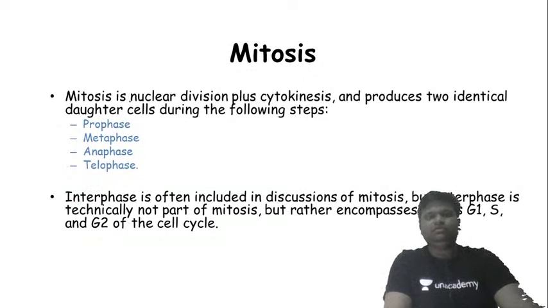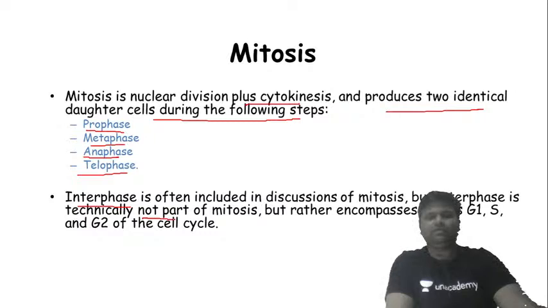So mitosis is the nuclear division plus cytokinesis, and it produces two identical daughter cells following these steps. Then there is prophase, metaphase, anaphase, and telophase. And interphase is often included in the discussion of mitosis, but interphase is technically not a part of mitosis, but it rather encompasses stages G1, S and G2 of the cell cycle.